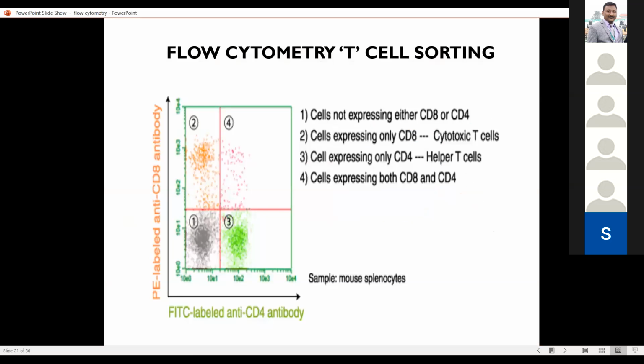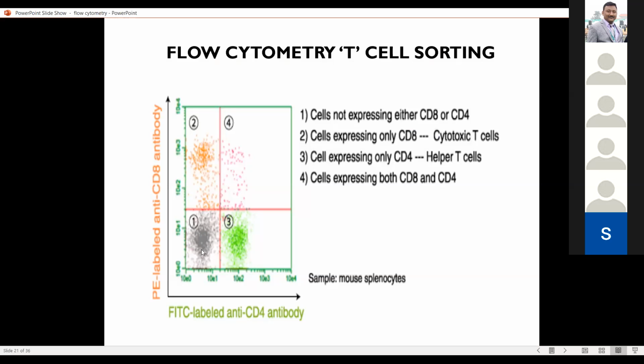This is the flow cytometry flow chart of T cell sorting. Cells here in the first column, I can show you here marker 1. What kind of population is this? Cells not expressing either CD8 or CD4.